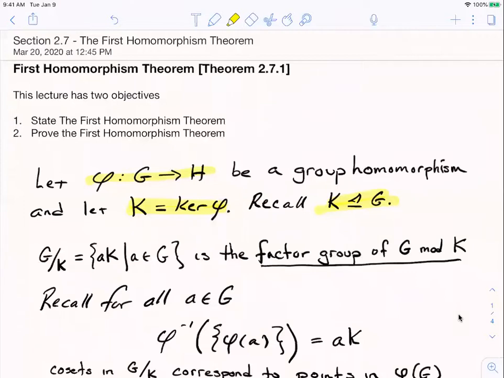All right. Good. Recalling a little bit further, if you have a normal subgroup, then the set of its left or right cosets, doesn't matter which side you want to say, they form a group. It's called the factor group of G mod K, or G over K if you want to say it, but we know it's a group because K is normal.